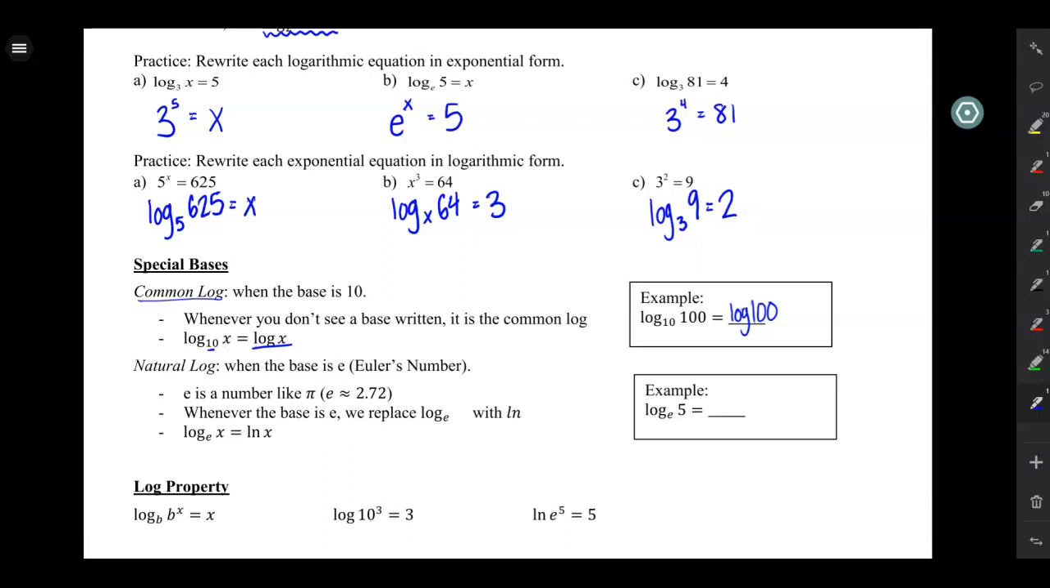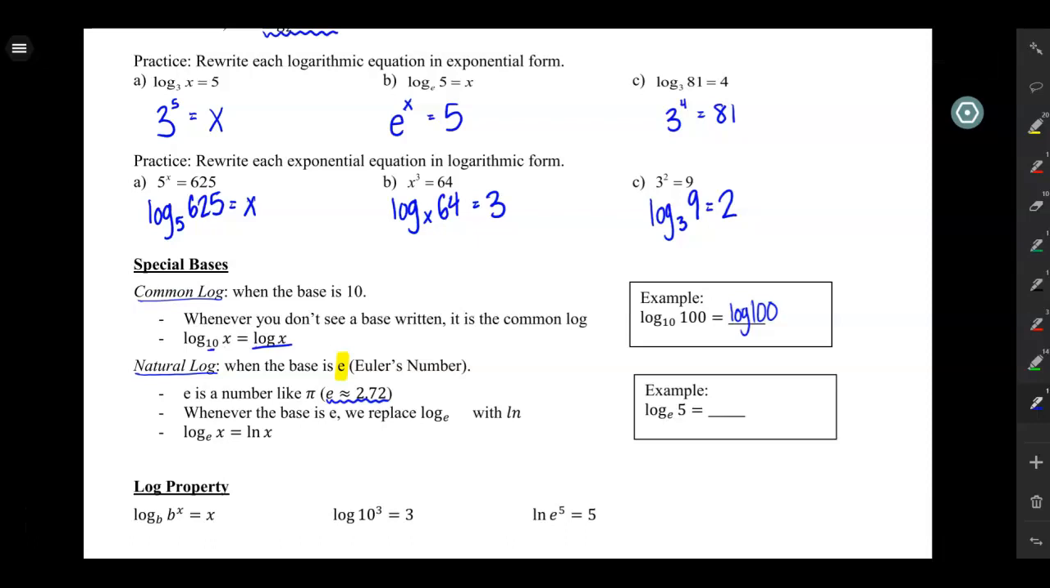The other special base is called the natural log. So the natural log happens when the base is e. So e is a new number for you guys. It's called Euler's number. Euler was a really famous mathematician that did a lot of work to help us understand a lot more about how math and continuity and continuous compounding works. But the important thing is that e is a number. Okay, it's not a variable, it's a number, and it's kind of like pi. So whenever you see pi, it looks like a variable, but you know it really represents about 3.14. e is similar. Whenever you see e, it's a number, and that number is about 2.72.